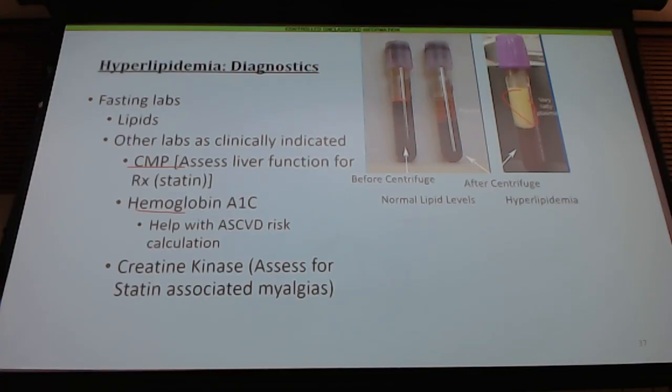Let's get a hemoglobin A1C because I need that value. I need to see if they have diabetes to help me determine what their 10-year ASCVD risk is. And then let me get a creatine kinase so I can see what their baseline CK is before I put them on a statin, and then they potentially start having muscle aches or complications related to the statin. Let's get that baseline first.